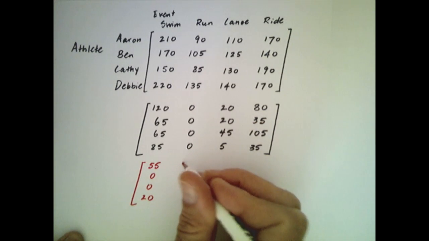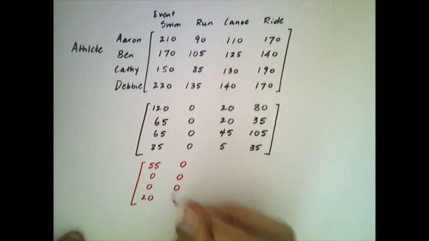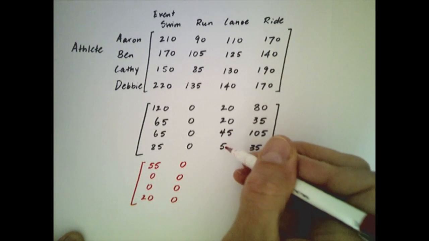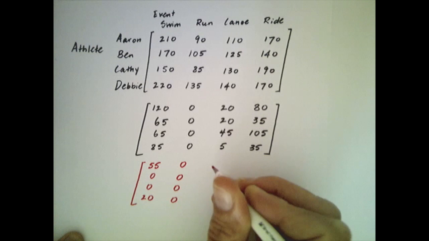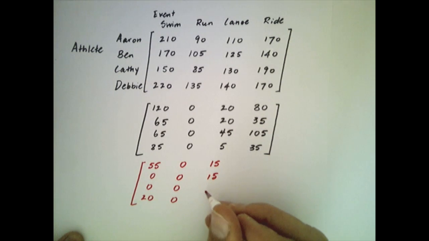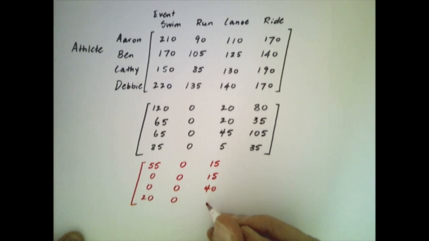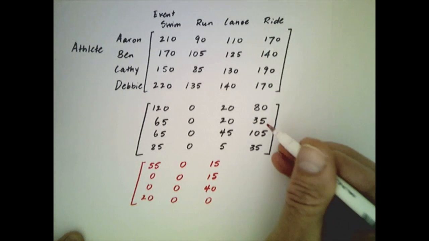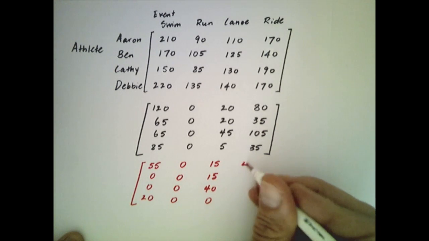In the second column, the smallest entry is 0, so we subtract 0 from each entry, and of course the same occurs. Smallest entry is 5 in column 3, and we subtract that from each entry in that column. And the smallest entry in the last column is 35.